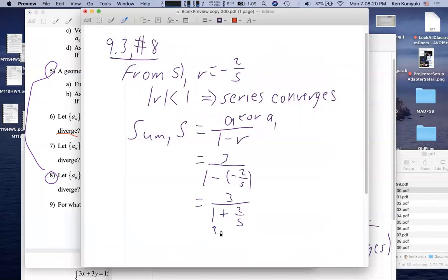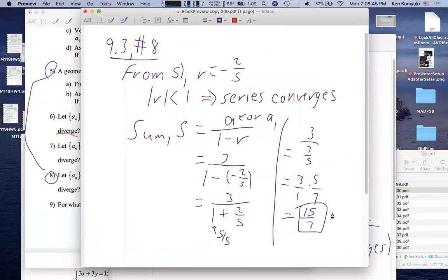Okay. What's 1? 1 is 5/5. 5/5 plus 2/5 is 7/5. So we have 3 over 7/5. Yeah, so it's 15/7. Right. So 3 is 3 over 1. When you divide by a non-zero value, you multiply by its reciprocal, which is 5/7. You're right. It's going to be 15/7. Okay. Or if you wish, 2 and a 7th as a mixed number.